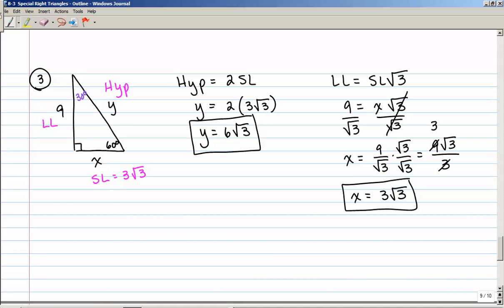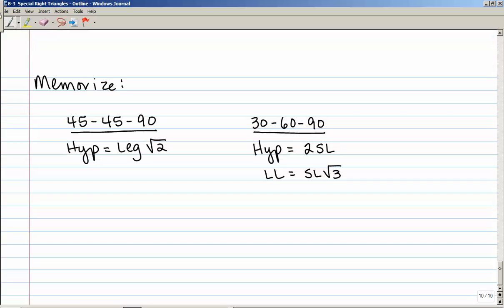So 30, 60, 90s are a little more complicated. There's two formulas, and I think we did an example of each possible triangle that you can do: one where you're given the short leg, one where you're given the hypotenuse, and one where you're given the long leg. Really important, memorize these little formulas. For a 45, 45, 90, there's one formula. The hypotenuse is equal to the leg times the square root of 2. For 30, 60, 90, there are two formulas. Hypotenuse equals 2 times the short leg, and long leg equals the short leg times the square root of 3.